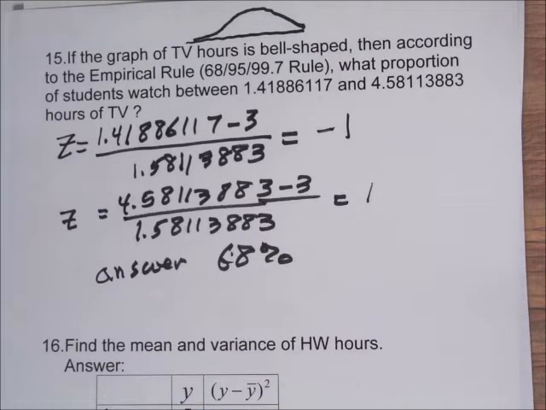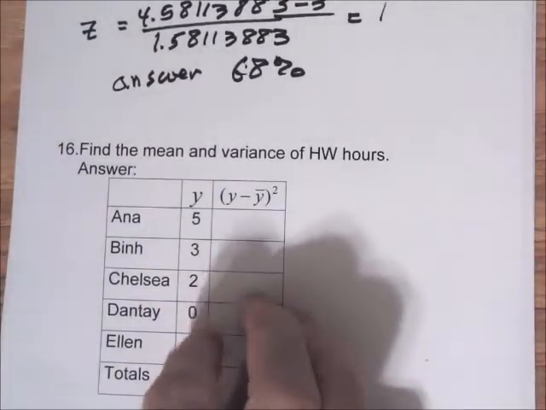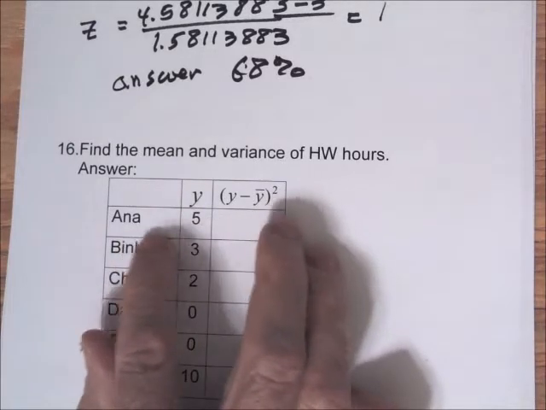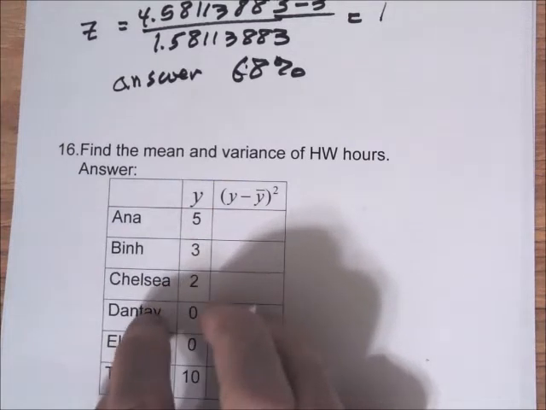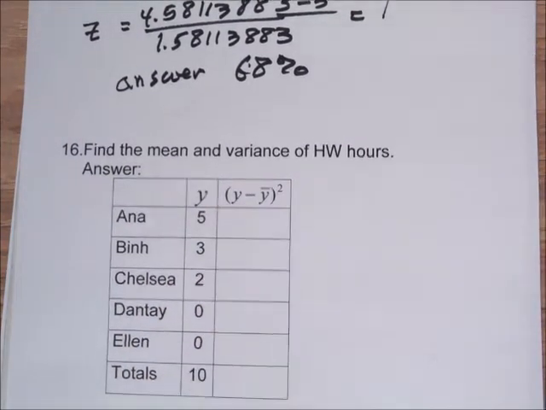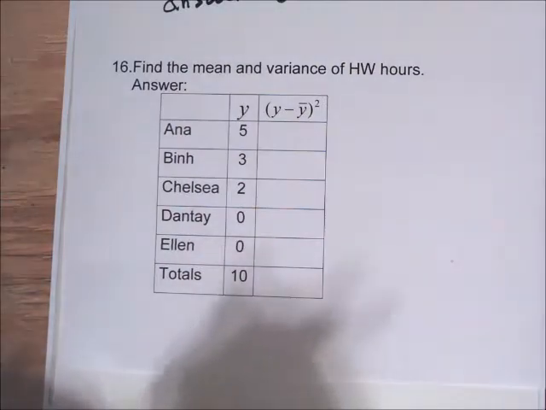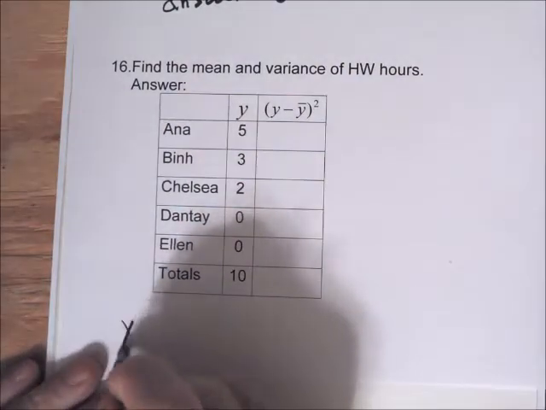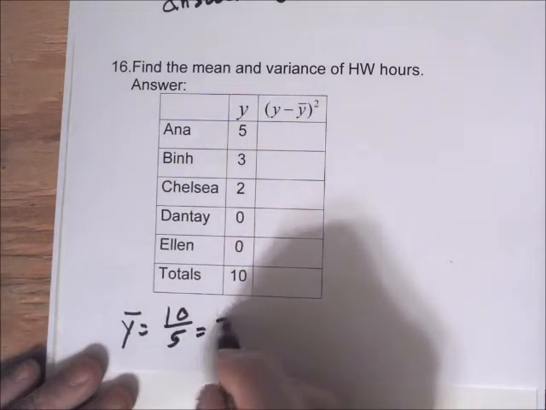The other variable, the Y variable, was the homework hours. So we have data from these same students. Anna spent 5 hours on homework. Ben, 3 hours. Chelsea, 2 hours. Dante, 0 hours. Ellen, 0 hours. So the total is 10, and we can get the mean for homework. Mean for TV was 3 hours. Mean for homework, the Y bar, is going to be 10 divided by 5 students, which is 2 hours.